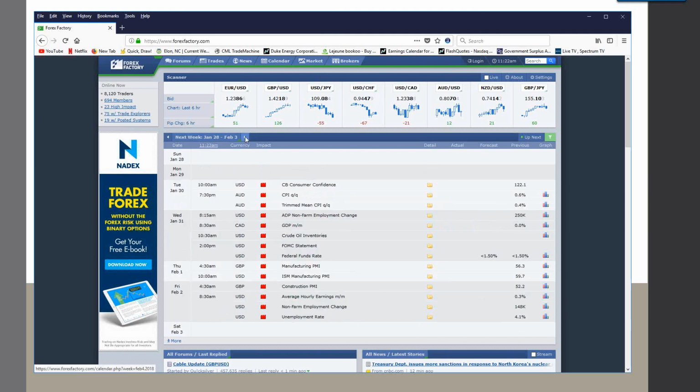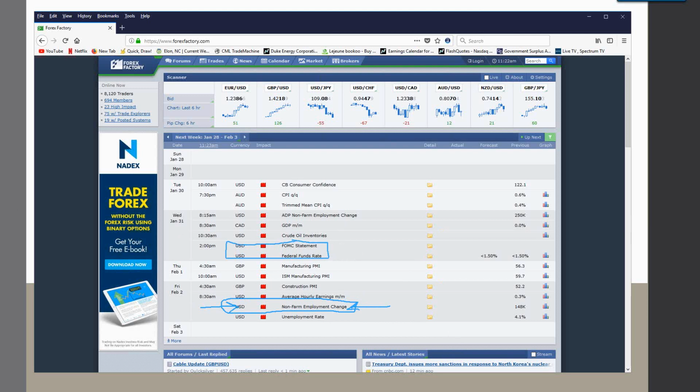Then you can also even go to next week, okay? What do you have next week? Next week, the biggest one that is going to come out, in my opinion, will be the non-farm employment change. I'm actually going to be doing a webinar during the non-farm employment to show you how I trade the market reports. So if you haven't signed up for it, you might want to sign up for that one. That is a special webinar with Nadex that I'm doing. We also have FOMC next week, as well as the crude oil inventories.